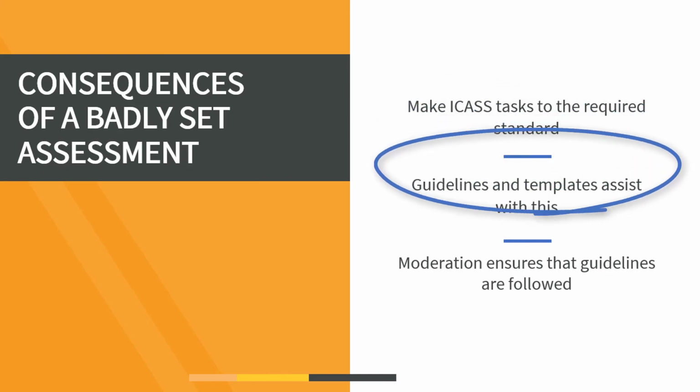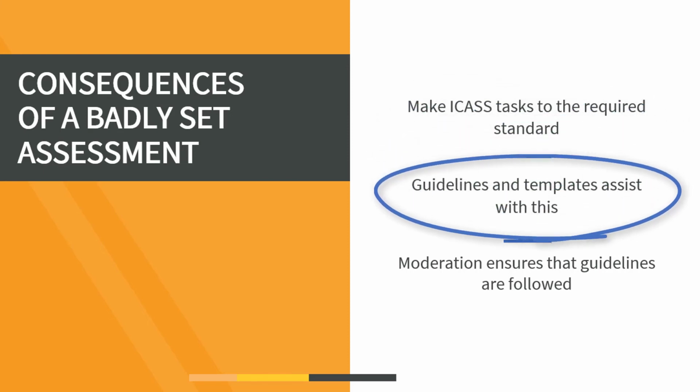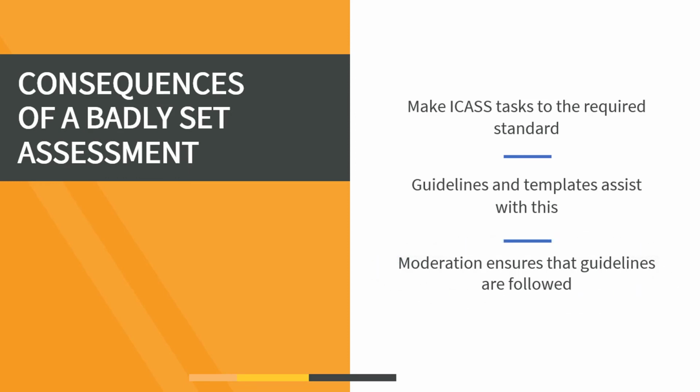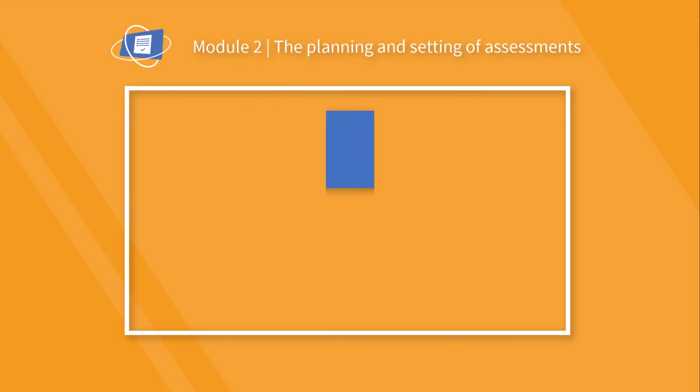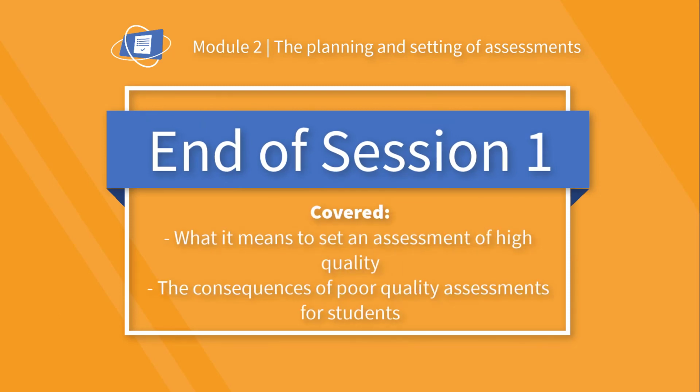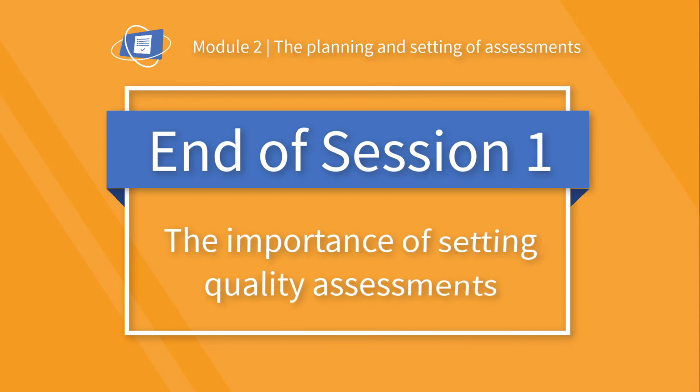To help you with this task, the Department of Higher Education and Training has compiled guidelines and templates which must be adhered to by all assessors. Monitoring, by means of moderation, also takes place to make sure that these guidelines are followed, both internally and externally. This brings us to the end of Session 1 of Module 2, in which we covered what it means to set an assessment of high quality and the consequences of poor quality assessments for students.